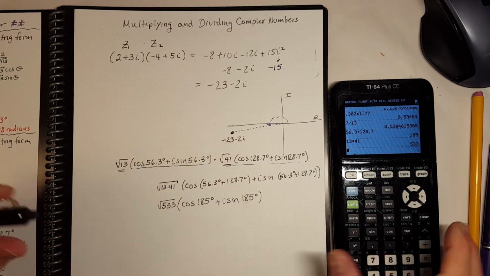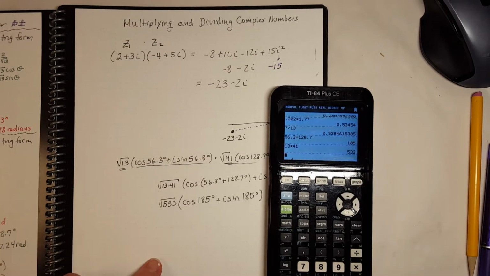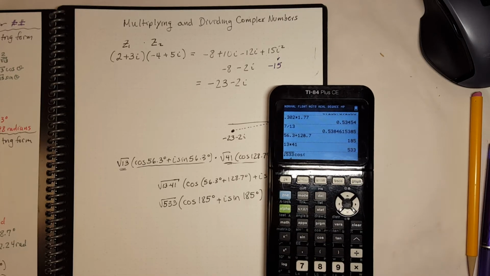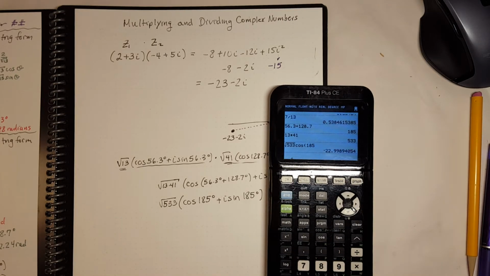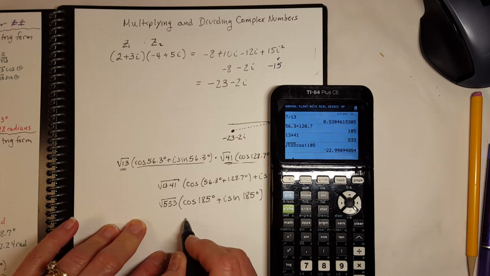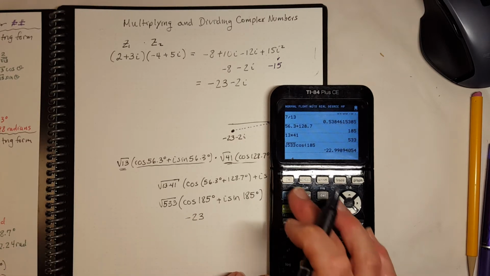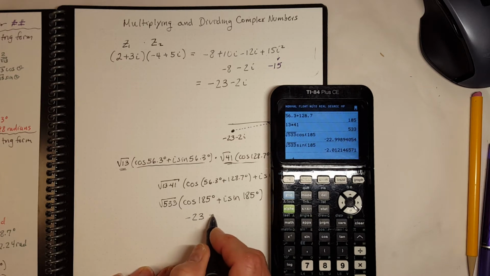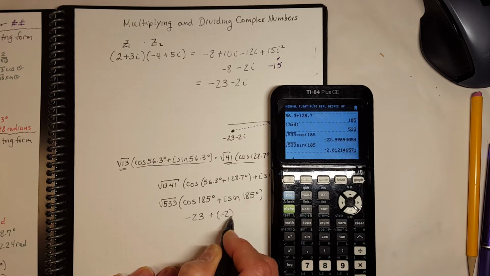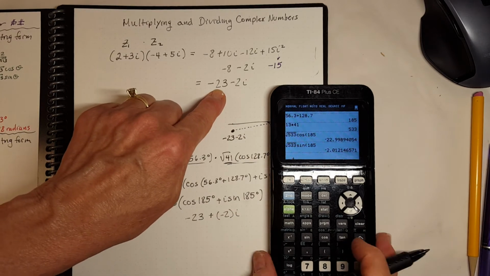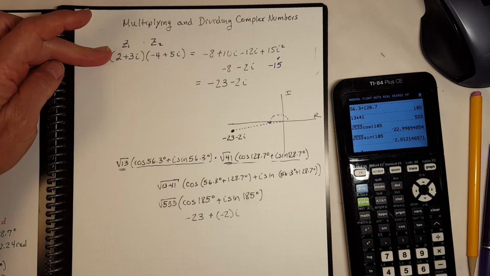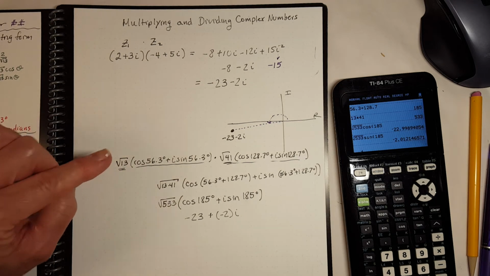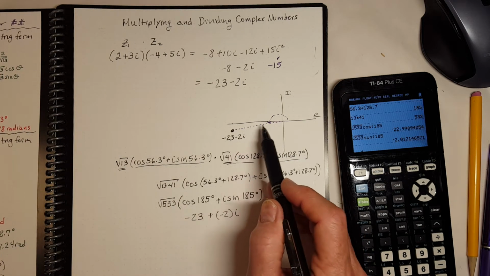So let's distribute our root 533 back in. So the square root of 533 times the cosine of 185 degrees, and we get negative 22.99, so this becomes negative 23. And then if we do the square root of 533 times the sine of 185, we get negative 2, so plus negative 2i, which is the same answer. So it doesn't matter whether you do the traditional rectangular form or the polar form, you're going to get the same answer.